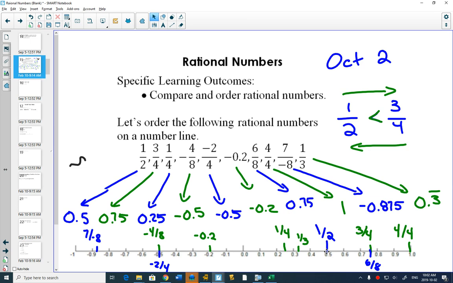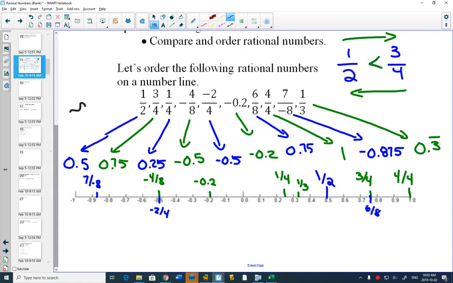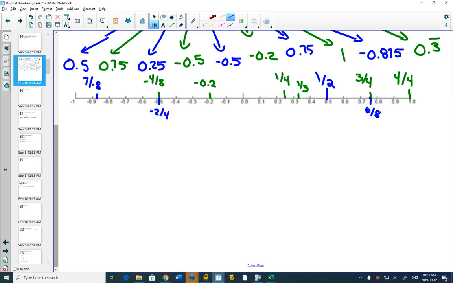There's 1/3. If we can write our numbers and order them on our number line, then we can start to see which numbers are bigger than others. And this is one that students will often get wrong. Which is bigger? 1/3 is bigger. We see it on our number line. So we would say 1/3 is bigger than 1/4. 1/4 is less than 1/3.